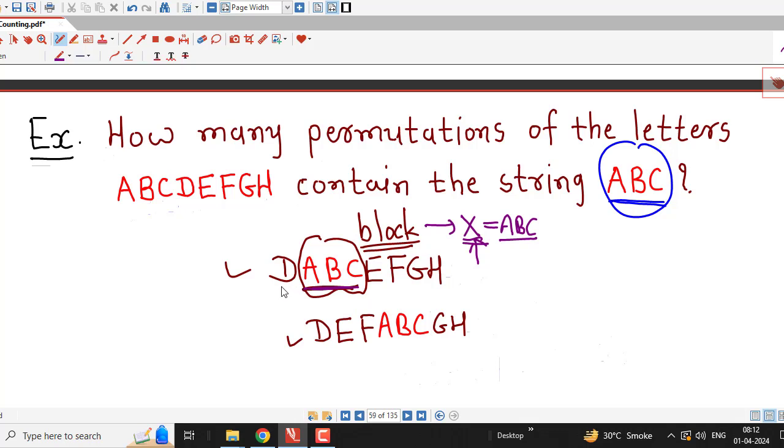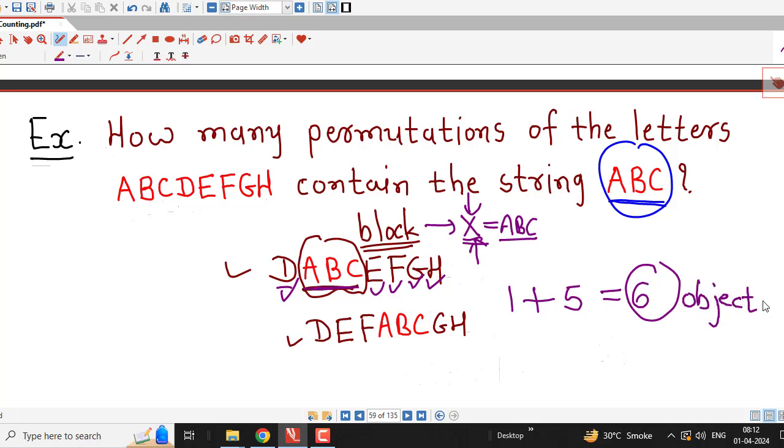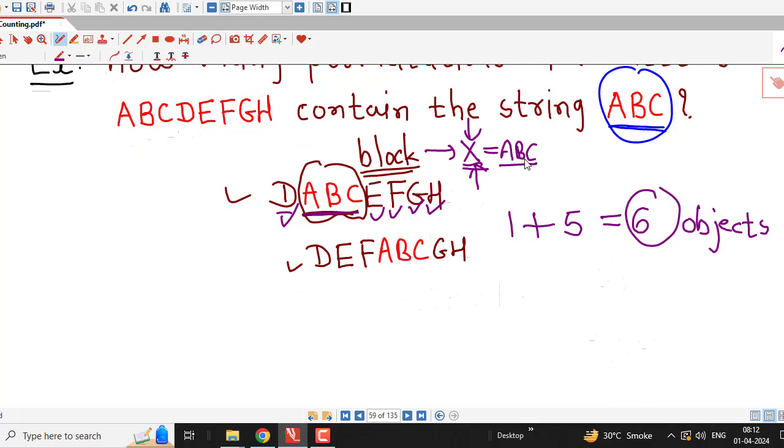And what are the remaining objects? They are D, E, F, G, H. That is 1, 2, 3, 4 and 5 objects. So we consider ABC as one object, and there are the remaining 5 objects. That is, we have 6 objects, and we have to find the number of permutations of these 6 objects. We have to find the number of arrangements of 6 objects, and we are considering 6 objects at a time.